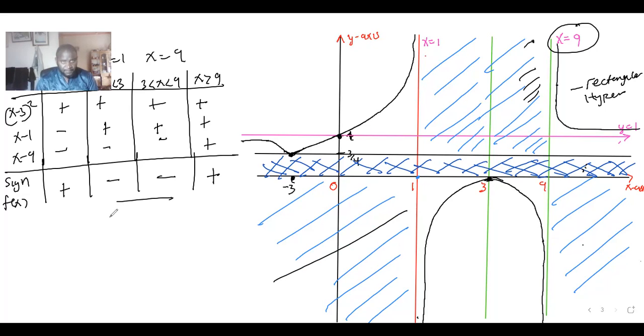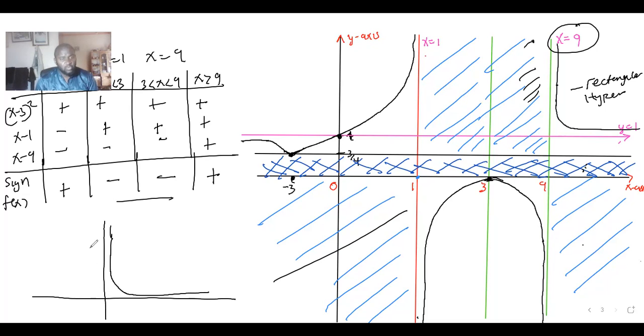It is because when there are two asymptotes meeting, one horizontal and another one vertical, then those two asymptotes are most likely to bring about a rectangular hyperbola, if the curve cannot cross through.